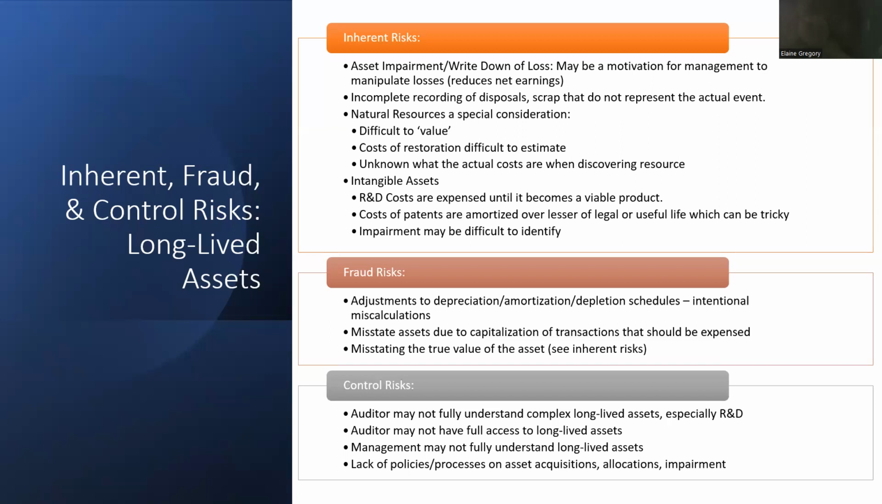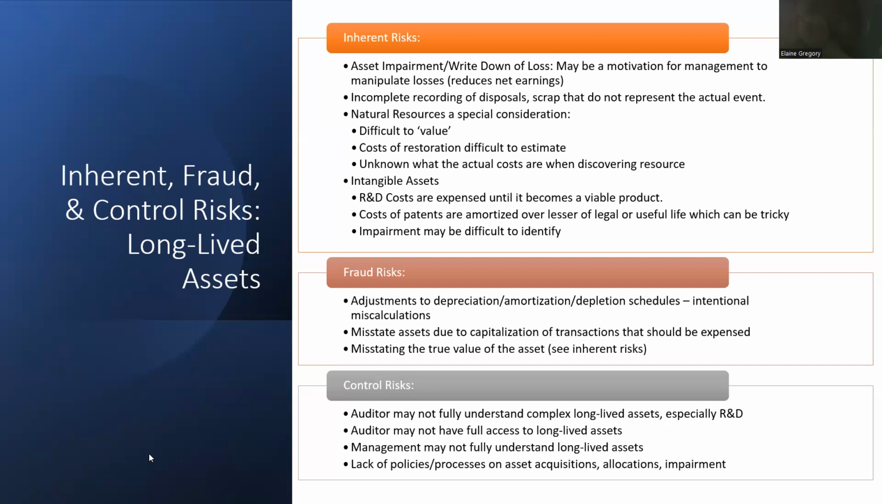Again, in intangible assets, it's very hard to determine impairment. When does the value of something you can't touch come into play? And what do we do with it?